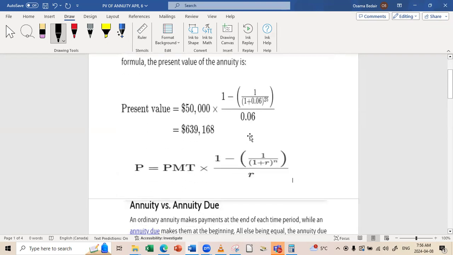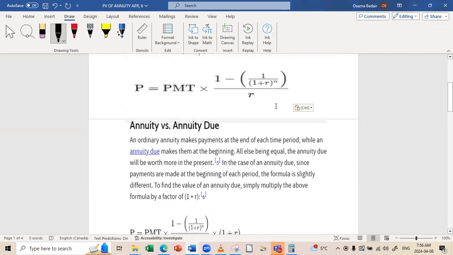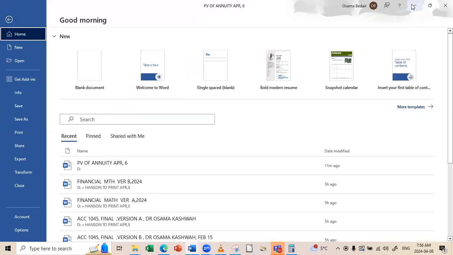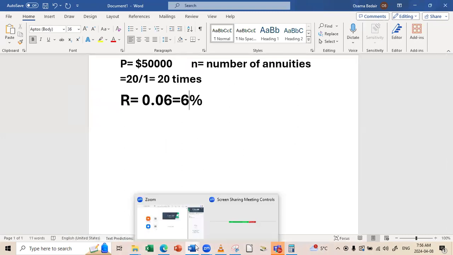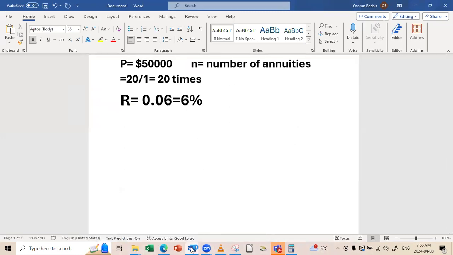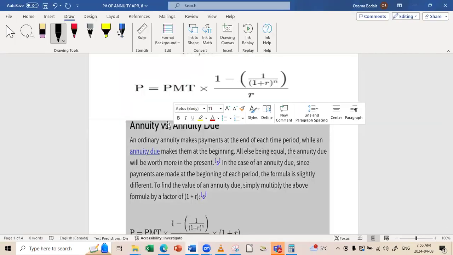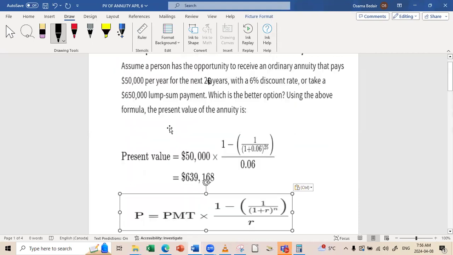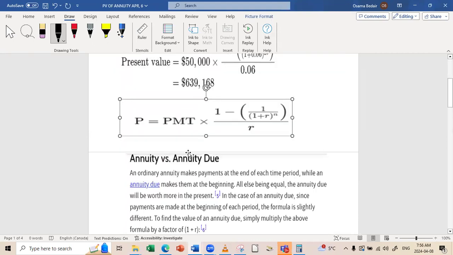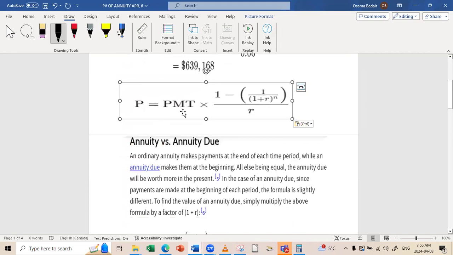Okay, we have two types of annuities. Ordinary annuity, the ordinary one. The ordinary one is usually paid at the end of the year. This we call the ordinary annuity. Ordinary annuity means the amount PMT.